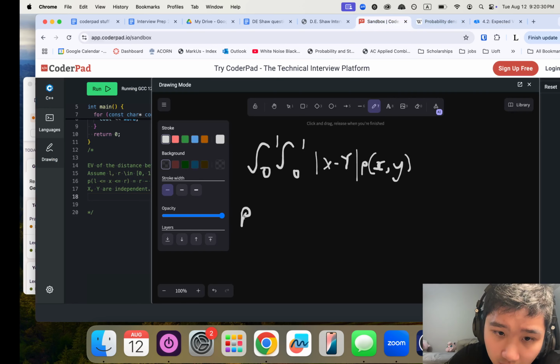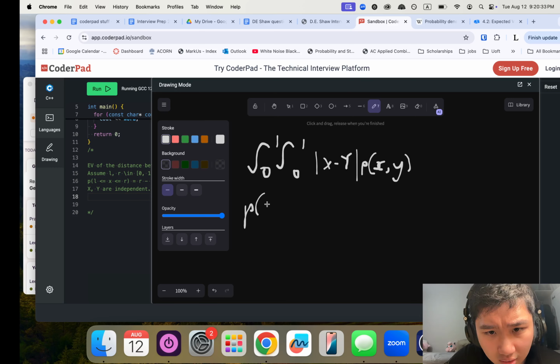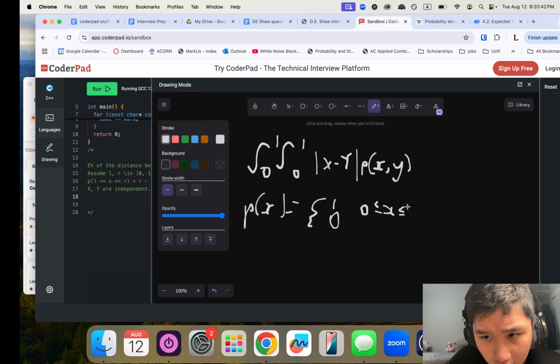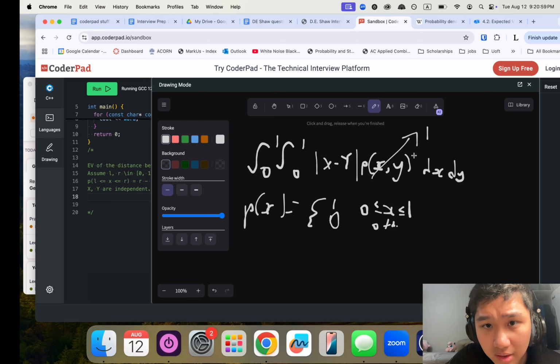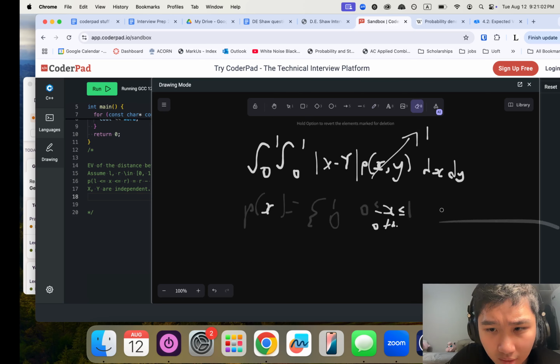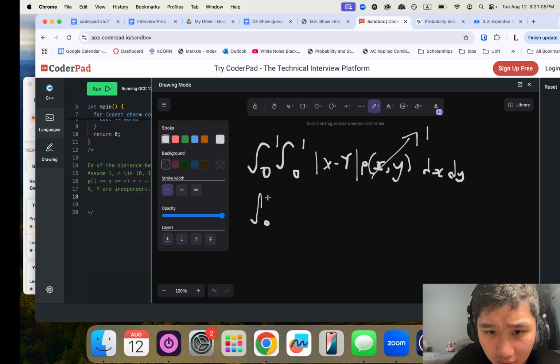Probability density function. It's just going to be 1 for 0 less than or equal to x less than or equal to 1. Otherwise, it's going to be this, dy dx dy. This density will always be equal to 1, so I can get rid of this. This is just going to be an integral 0 to 1, 0 to 1, x.